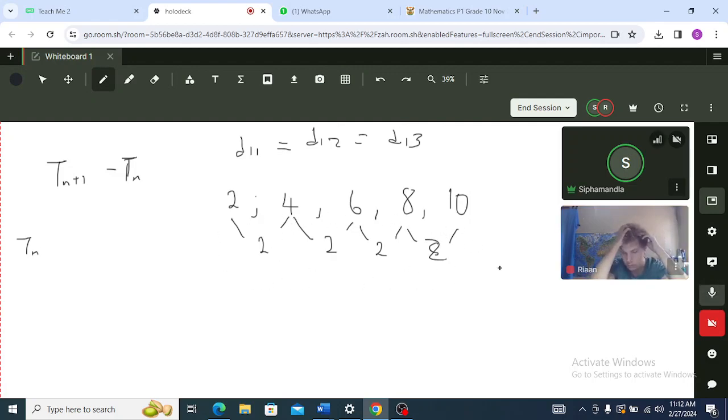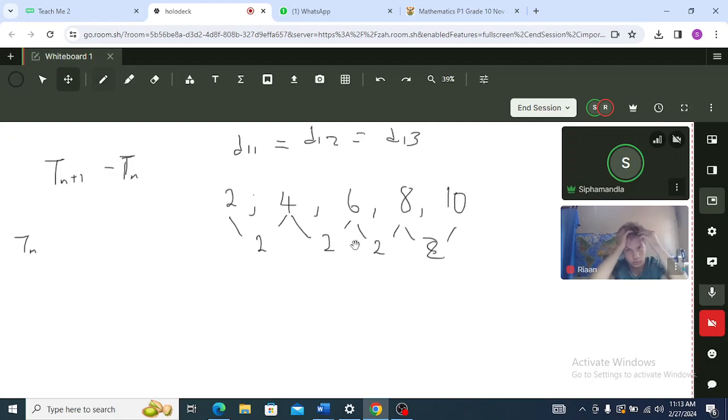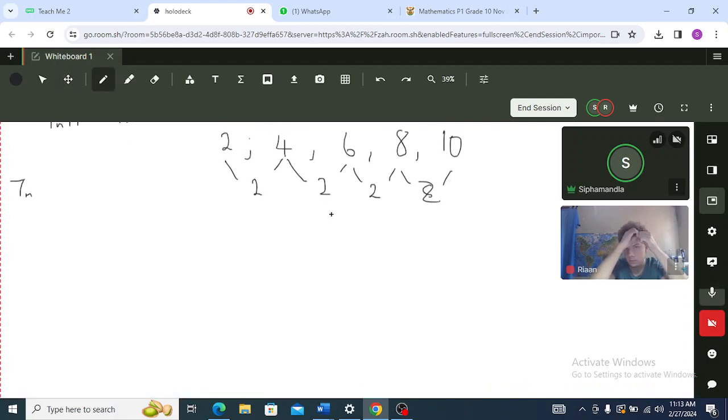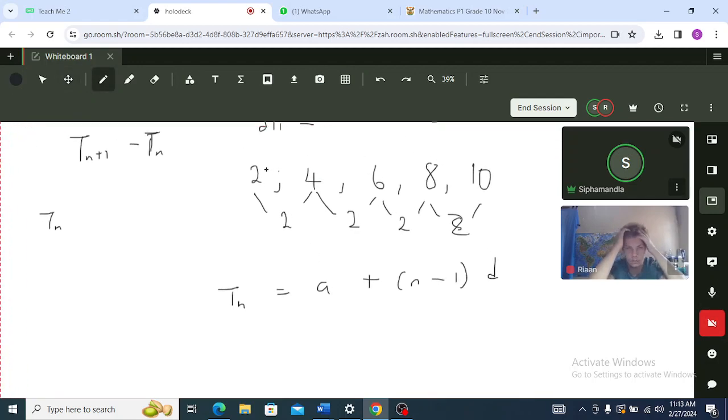Okay, you can see that the first difference is the same. So since the first difference is the same, you can conclude by saying this is the linear number pattern. Now let's find what we call the general equation for this. So let's use the general equation: Tn equal to A plus n minus 1 times d. A is the first term in the sequence, which is 2. It was a coincidence that the first term is 2 and the first difference is also 2.